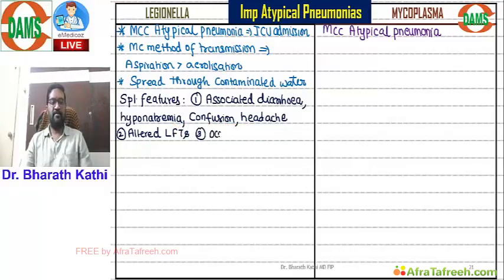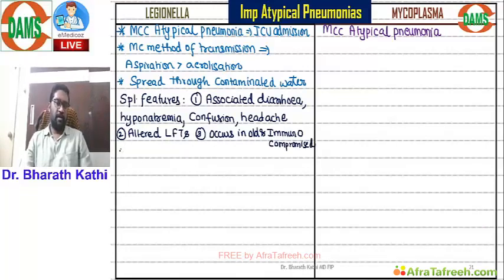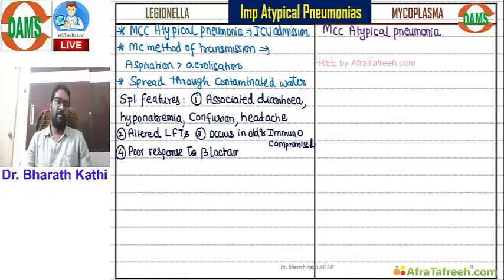And this generally occurs in this pneumonia. So old age, especially elderly, and immunocompromised. So Legionella is a common pneumonia even in immunocompromised. And because of some unknown reason, there will be poor response to commonly given antibiotics called beta-lactams. So if you give amoxiclav or ceftriaxone, in Legionella it will not work.